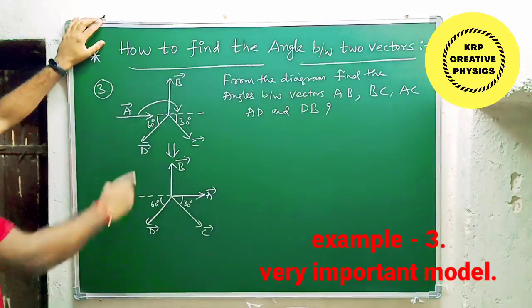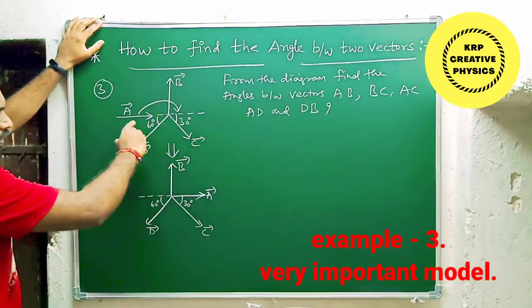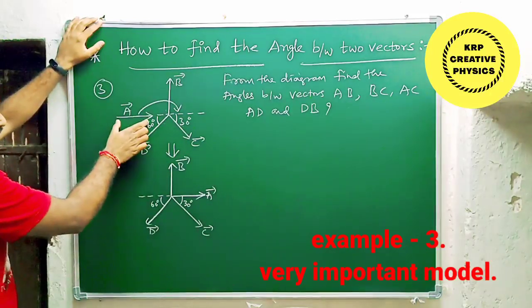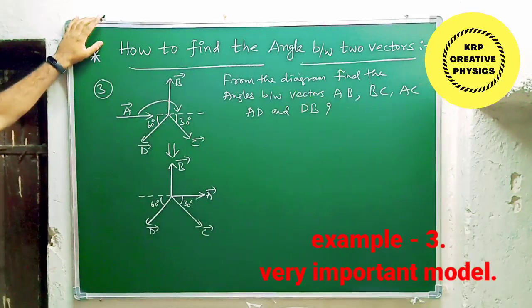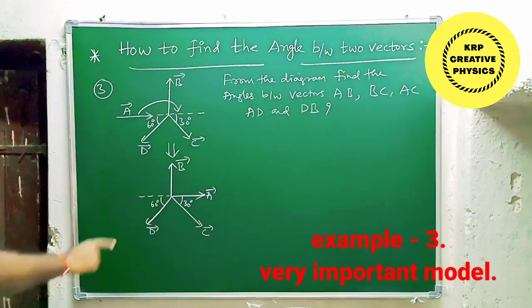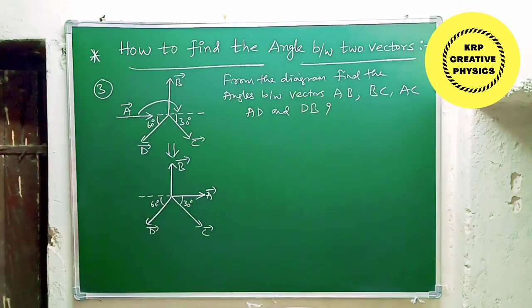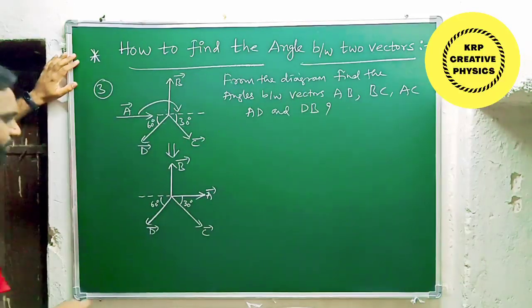Okay. So we can extend vector A. There is no problem. We are not going to change its magnitude and direction. So we are extending this vector A. We are not going to change anything here. According to the rules only, we are redrawing this diagram. Okay, now we can measure the angle. Just try to observe here.